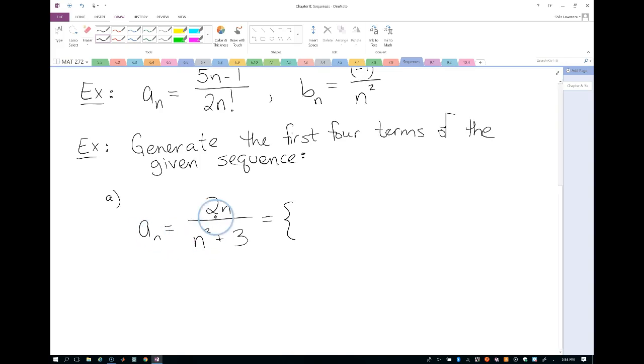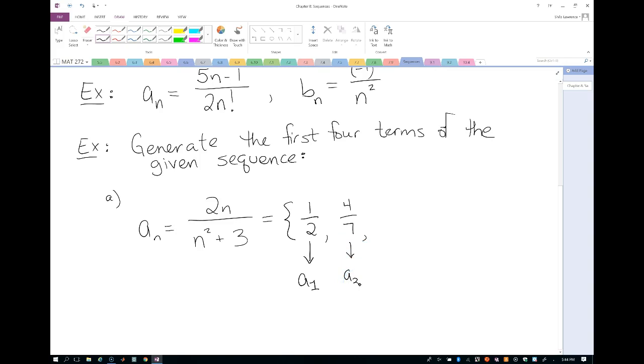So for the first term, we would plug in 1 for n, and we get 2 in our numerator. In the denominator, 1 squared is 1 plus 3 is 4. So we get 2 over 4, which simplifies to a half. That would be the first term of our sequence. This is equivalent to the a sub 1 that we talked about in the definition. If we plug 2 in, we're going to get 4 in the top, 2 times 2 is 4. In the bottom, 2 squared is 4 plus 3 is 7. So a sub 2 is 4/7.